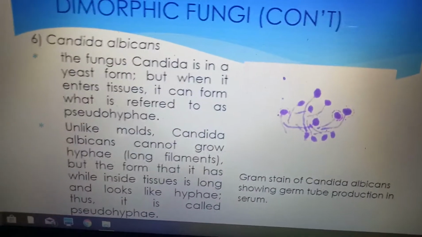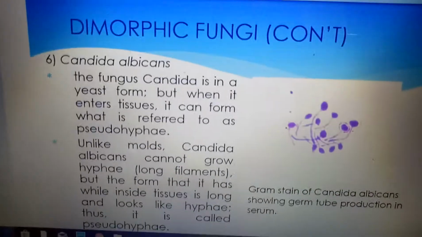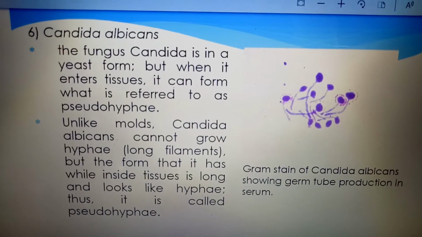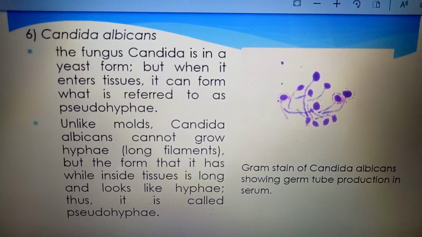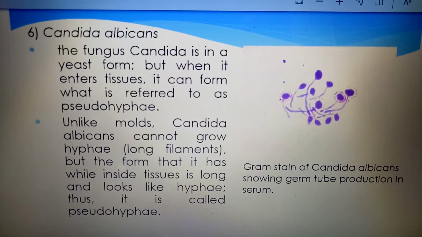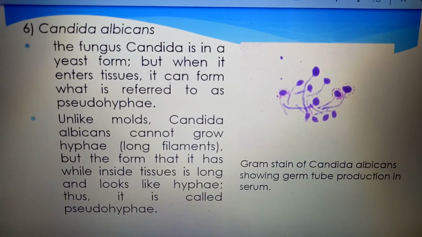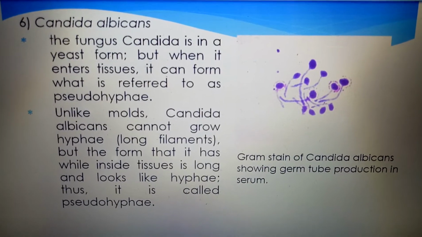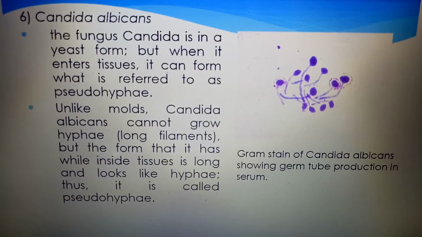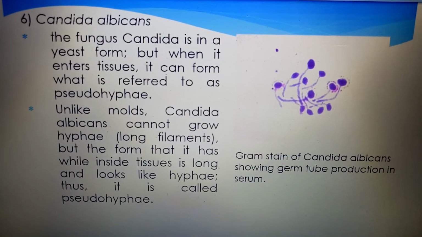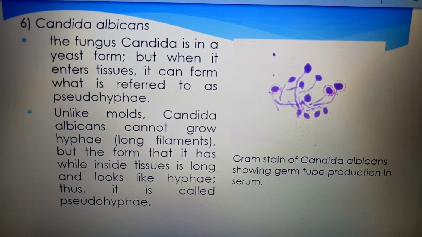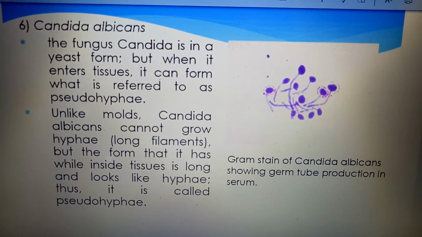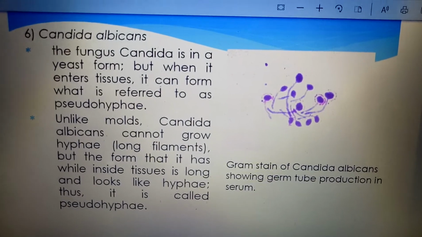Next, Candida albicans. This is actually the general standard or the common one. The fungus Candida is in a yeast form, but when it enters tissues, it can form what is referred to as pseudohyphae. I think you have learned about this one before. Unlike most, Candida albicans cannot grow true hyphae, long filaments, but the form inside tissues is long and looks like hyphae. Thus, this is called pseudohyphae.